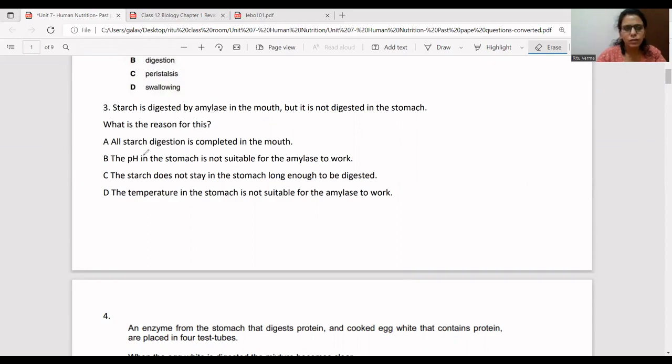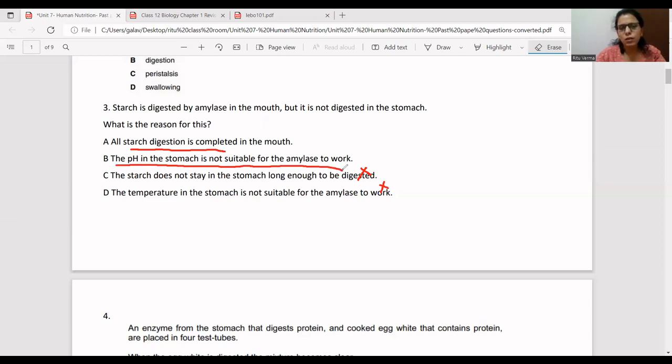Now you have to tell the reason for this. All starch digestion is completed in the mouth itself. That's wrong. Then, the pH in the stomach is not suitable for amylase to work. The starch does not stay in the stomach long enough to be digested. This is also wrong because food stays in the stomach for almost 5 to 6 hours. The temperature in the stomach is not suitable for amylase to work. This is also wrong because our internal body temperature in every part of the body is 37 degrees Celsius. So the correct answer is that the pH in the stomach is not suitable for amylase to work.